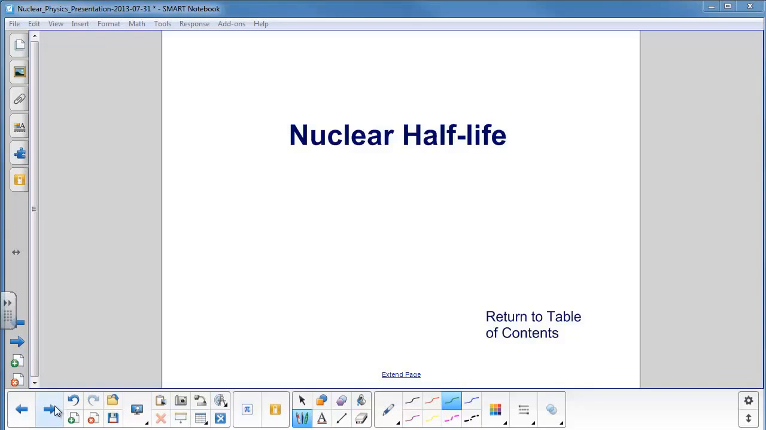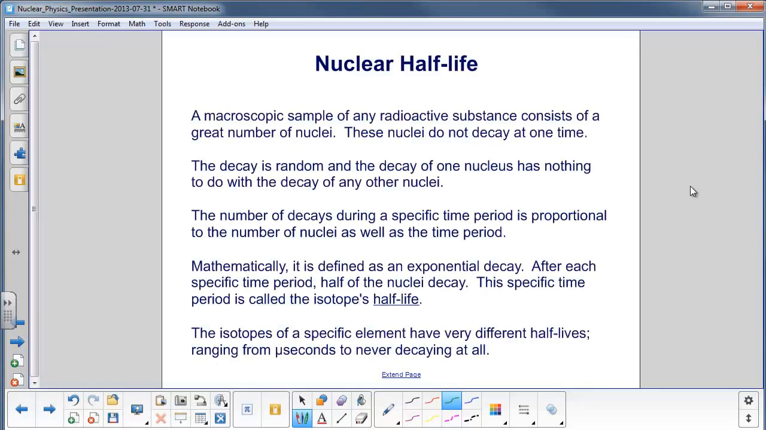Nuclear half-life. A macroscopic, which means large, sample of any radioactive substance consists of a great number of nuclei. They do not all decay at the same time. The decay is random, and the decay of one nucleus has nothing to do with the decay of any other nuclei.